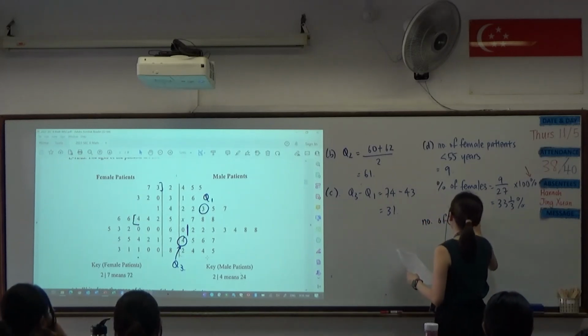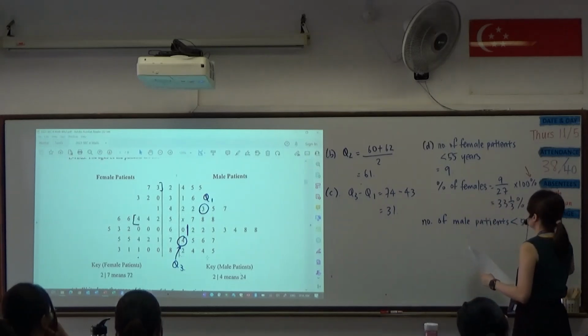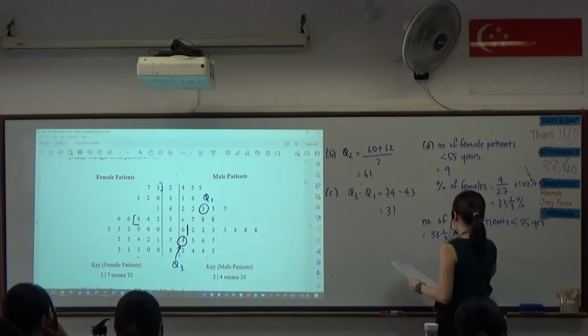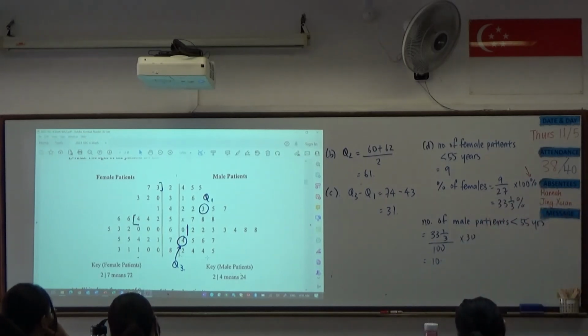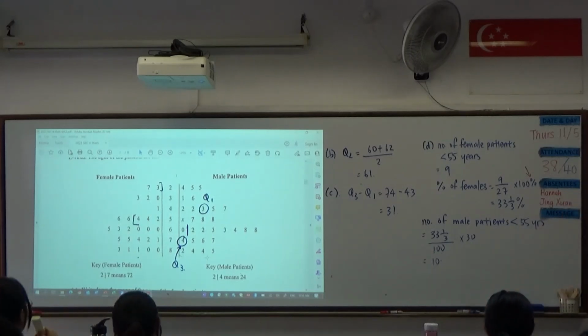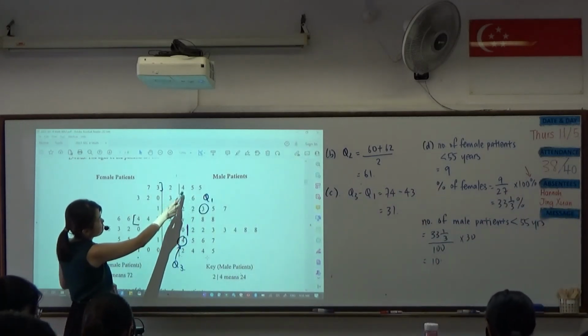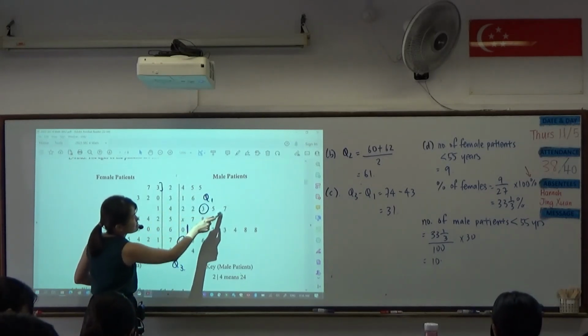So the number of male patients less than 55 years will be 33 and 1/3%. So over 100 times 30, which is equals to 10 people. Okay. So because it is 10 people, we are looking from here, because less than 55, we have 1, 2, 3, 4, 5, 6, 7, 8, 9, 10. So it cuts off over here.